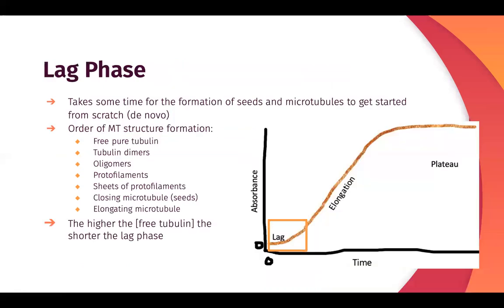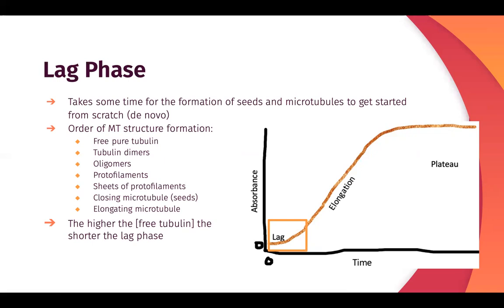So we'll start with the lag phase. Like we said, the formation of seeds from scratch is called de novo, which means from nothing. So the higher the concentration of free tubulin, the shorter the lag phase, which makes sense because if you have a higher concentration, it's going to be easier for things to bump into each other and build this seed, versus if things take longer to find each other.